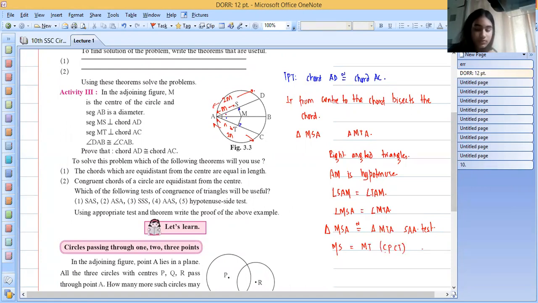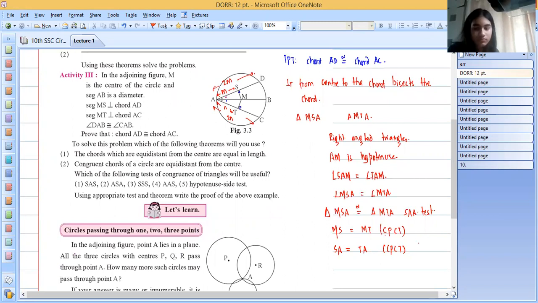Corresponding parts of congruent triangles are congruent. We can also say that SA is equal to TA. Again, CPCT. Corresponding parts of congruent triangles are equal. This is basically the short form used in NCERT or CBSE. But if you want to write in state board, you can write corresponding parts of congruent triangles are equal. That statement can be written. For that you can refer to the guide. That is not the problem. The important part is that you should understand the concept.